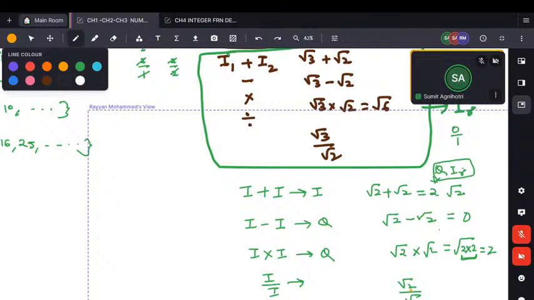Like you can take 2 and 3 as an example. Then 2 plus 3 will be 5, that will be rational. 2 minus 3 will be minus 1, that will be rational. 2 into 3 will be 6, that will be rational. 2 over 3 is rational. 2 plus 2, 4 is rational. 2 minus 2, 0 is rational. 2 into 2, 4 is rational. 2 over 2, 1 is rational. In this way you can decide whether it is rational or irrational by taking some examples.